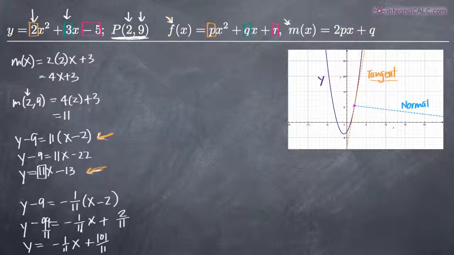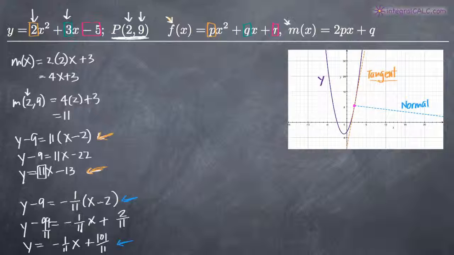So let's just indicate in blue, these are both just two different ways of writing the equation of the normal line. The first one, remember, is point slope form. The second one is slope intercept form. But either way, those are equations for the normal line.